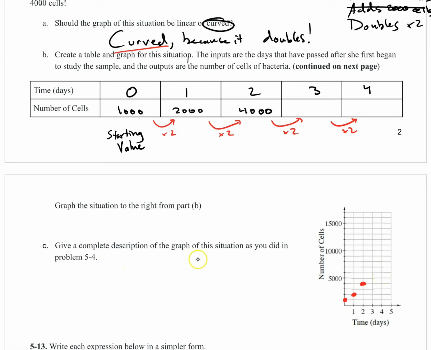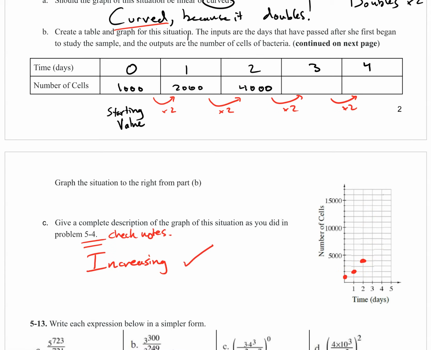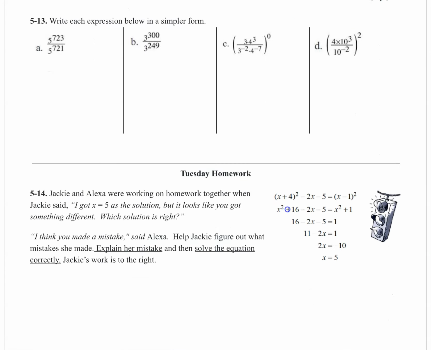So part C, give a complete description of this graph of the situation as you did in 5.4. Check your notes. One I'll give you is that it is increasing, right? The numbers are getting bigger. The graph is going up from left to right, so it is increasing. On to 5-13.